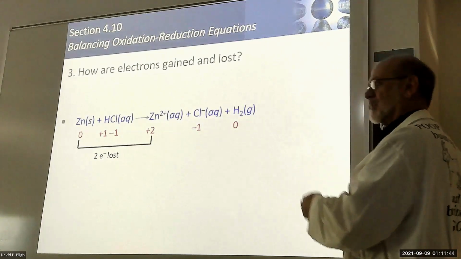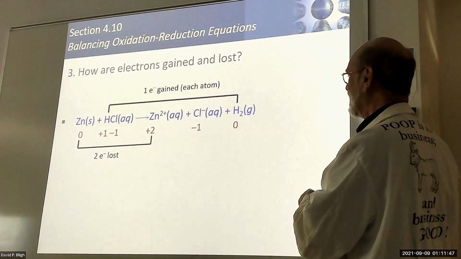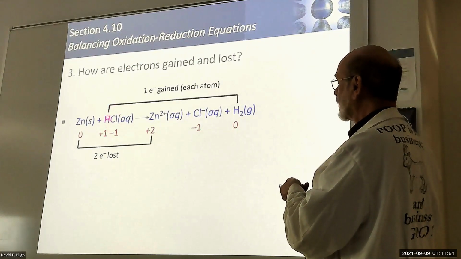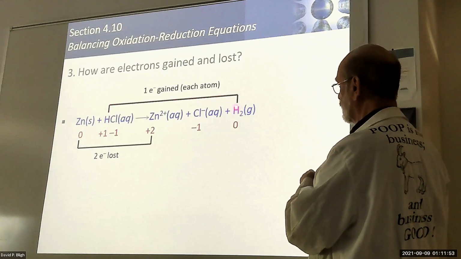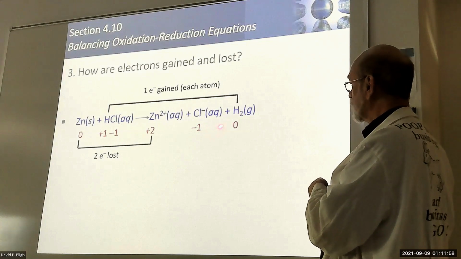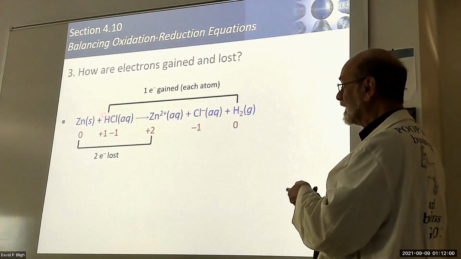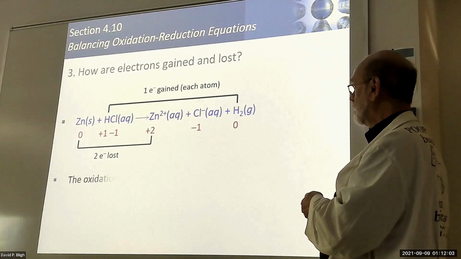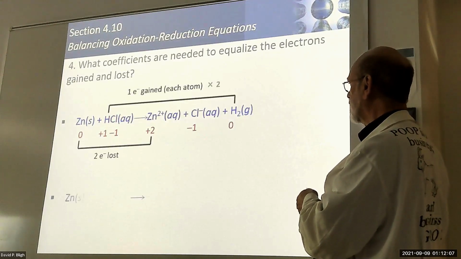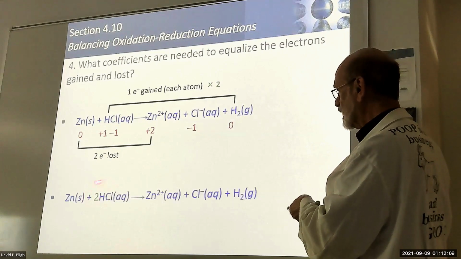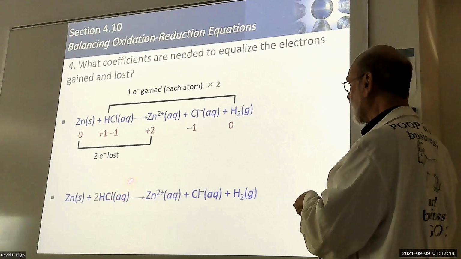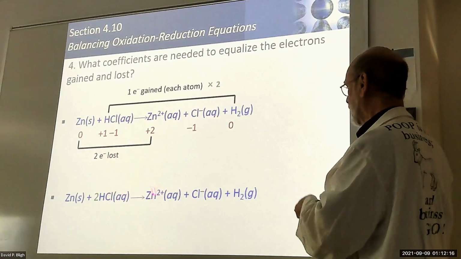Oh, yeah, I'm not finished. There's more. This was 1 electron gain for each hydrogen, but there are 2 hydrogens. So we need to double the number of hydrogens. We've already got 2 here, so we need 2 there, don't we? So let's draw this again. Times 2 means that we need 2 of these to give us 2 hydrogens. Now the electrons are balanced.